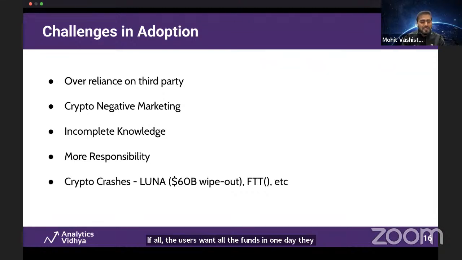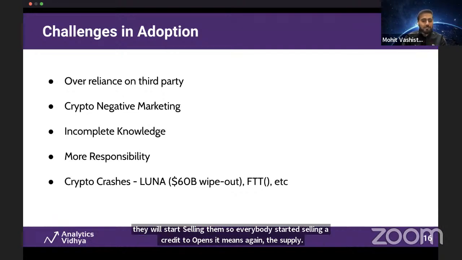So then people started panicking and they started selling the FTT. Selling their FTT tokens. Even Binance said they have a lot of FTT tokens and they will start selling them. So everybody started selling FTT tokens. It means again the supply increased and the demand reduced and the price went down and it plummeted simply.